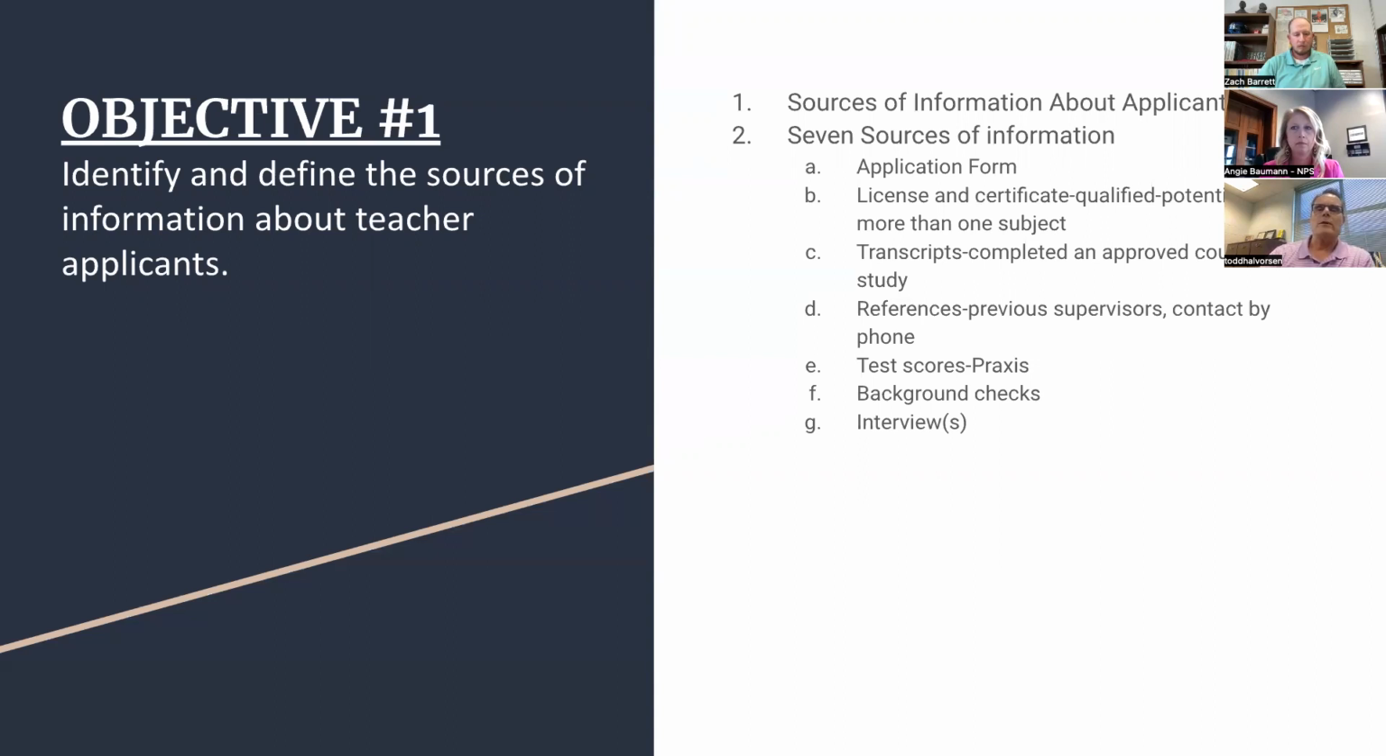Some of the sources of information that we use, obviously we start off with our application form. One of the keys to the application form is to make sure that there's nothing on there that can be discriminatory. We want to see what the license and certificate of the applicants are, because sometimes we can utilize dual certified personnel that might be able to come in and help us in 2 different areas. The transcripts, the idea of the transcripts is for us to make sure that they've had all the approved courses of study and can be certified in the area in which we're looking.